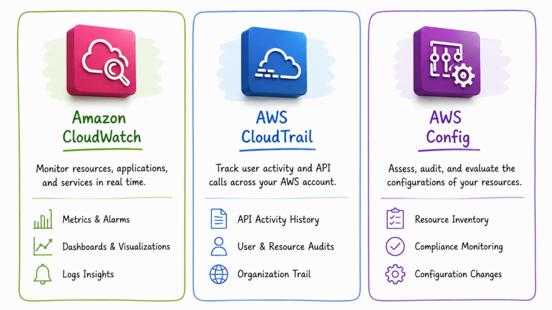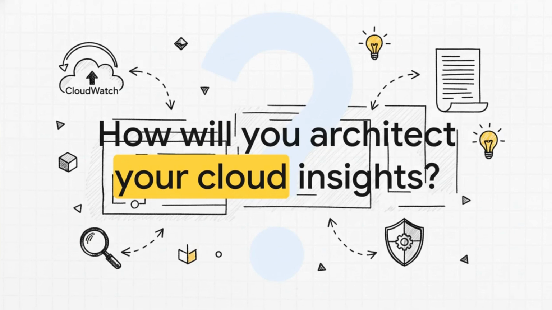You're not just looking at one little piece of the puzzle anymore, you're seeing the complete picture of your cloud's health, its security, and its compliance. So there you have it. By understanding how CloudWatch, CloudTrail, and AWS Config all work together, you've got the building blocks for a truly robust and insightful cloud management strategy. The next step is to start thinking about how you can apply these tools to your own environment to get the visibility and control you really need.